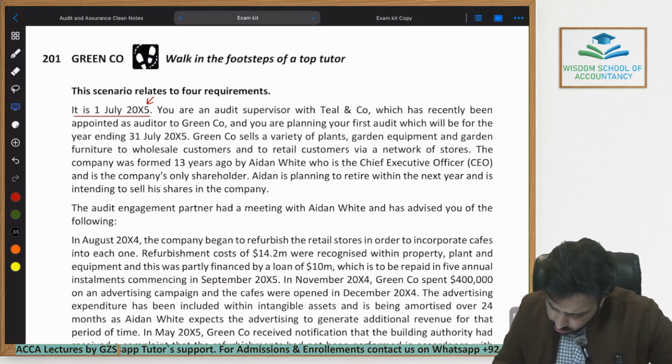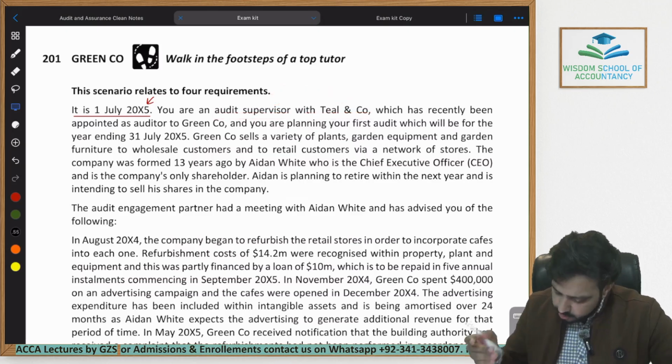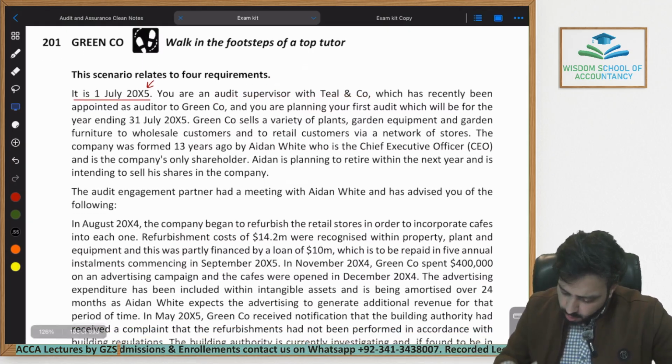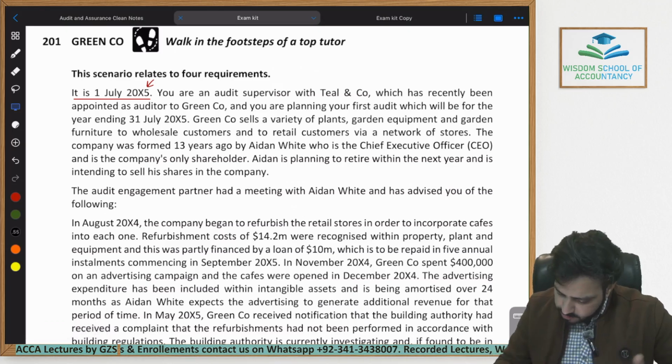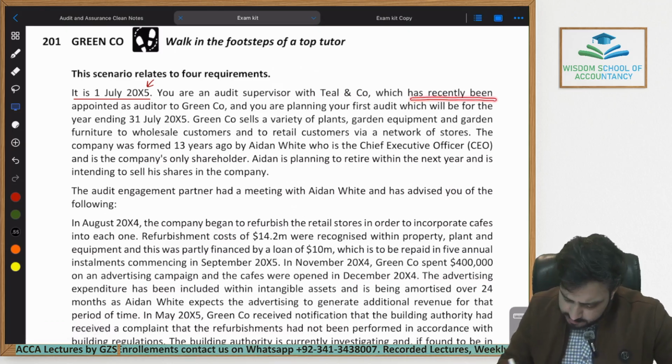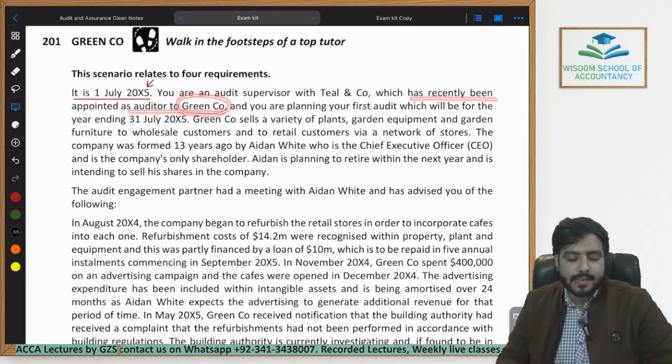Let's read forward. You are an audit supervisor with Teal and Corporation. So basically, my position within the audit firm is audit supervisor, and I work within the audit firm. The name of the audit firm is Teal and Co. This is the name of the audit firm. Great. Not important for me during identification of audit risk, but overall, I need to know what the question is demanding. Which has recently been appointed as auditors of Green Corporation. Okay, so the first line, there is a risk here.